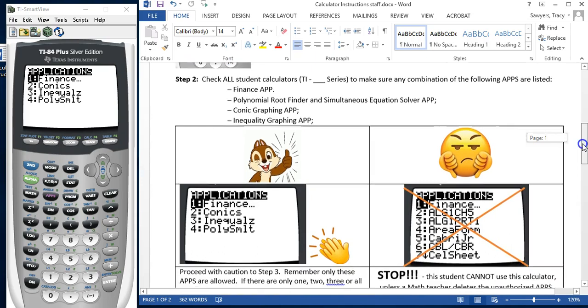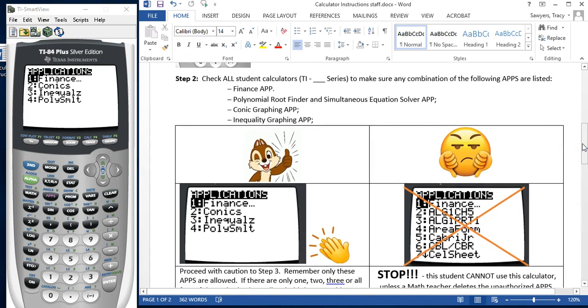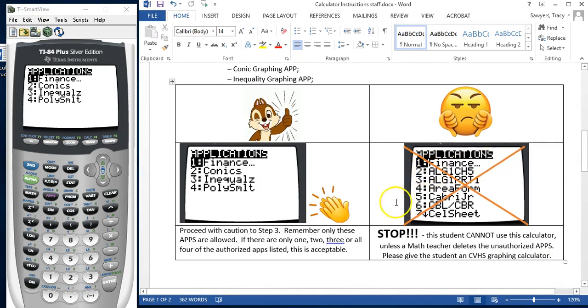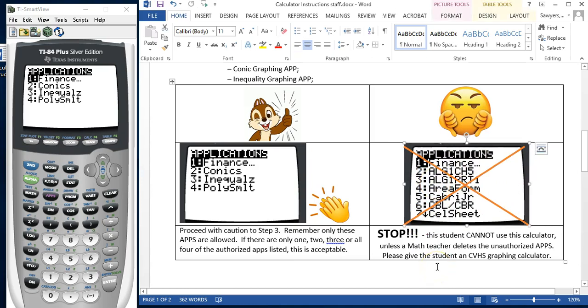You may have some students that only have the finance app, or you may have some students that have all four or some combination of those apps. This is acceptable. What is not acceptable is a screen that has additional apps on it other than the four approved apps. If you have a student who has a calculator that has additional apps on it, the student cannot use the calculator unless a math teacher deletes the unauthorized apps.